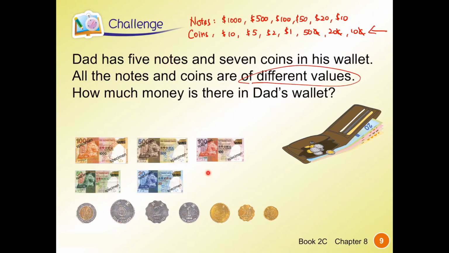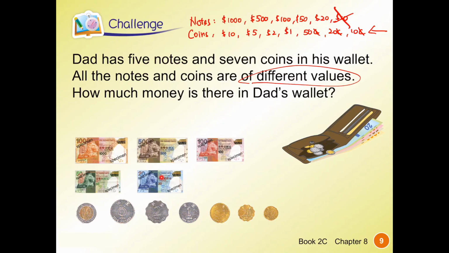But then for the notes, notice that we do not have the $10 notes. We do not have this one. The reason why is that we need to have all the notes as well as the coins of different values. So we cannot have $10 coin as well as the $10 notes at the same time. So that's why we do not have the $10 notes here. And then we're left with the 1, 2, 3, 4, 5. 5 notes of different values here.